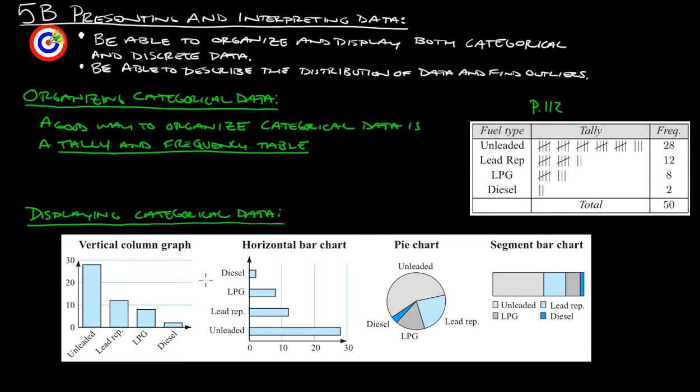These are 4 different ways of displaying categorical data. This vertical column graph, or again the column graph, is probably the most widely used, and then sometimes you'll see a pie chart, and once in a while a segment bar chart, but you don't see a horizontal bar chart very often.